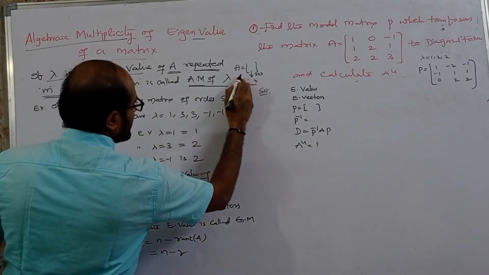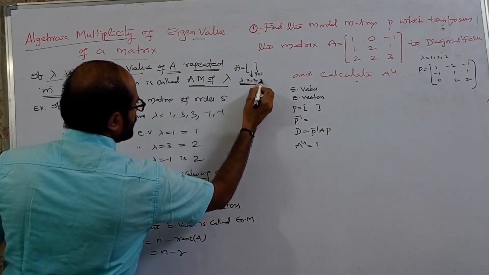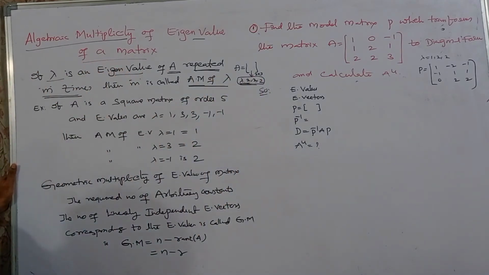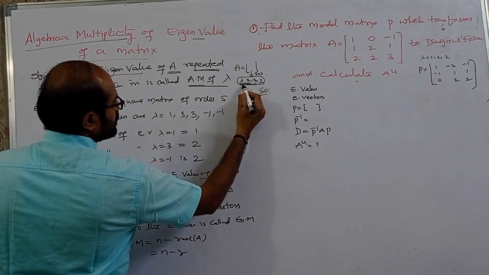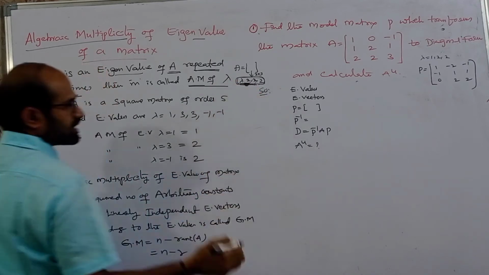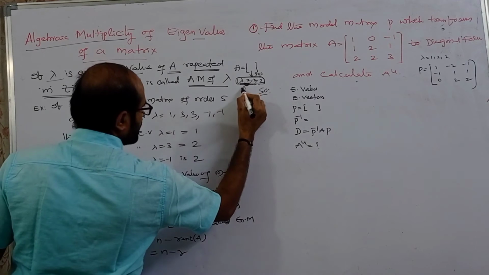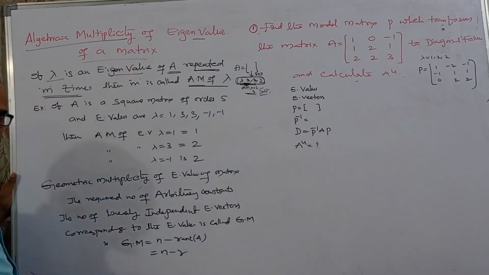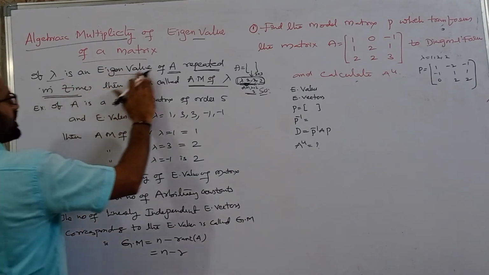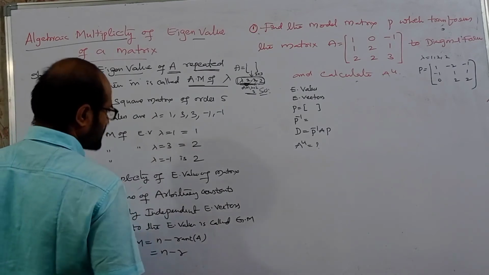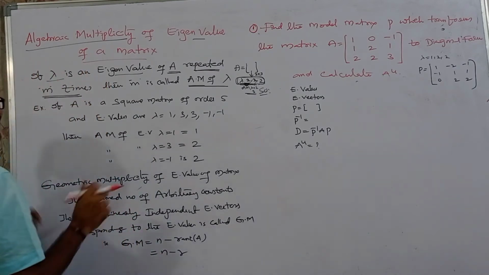For example, if the eigenvalues are 2, 2, 2, then 2 is repeated 3 times. Say only one eigenvalue lambda equal to 2, it is repeated 3 times. So therefore the algebraic multiplicity of lambda equal to 2 is 3 here. Right? I think you understood. If lambda is the eigenvalue of A repeated m times, then m is called algebraic multiplicity of lambda.